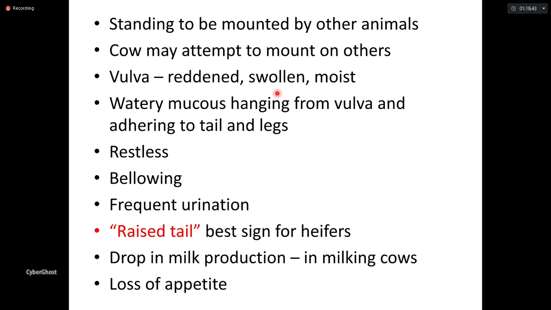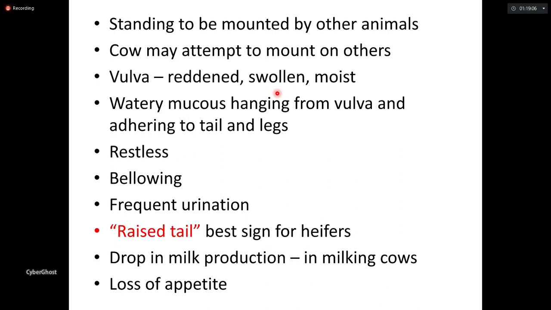So what they usually do is let other animals mount on their bodies, right? They allow other animals to climb onto their bodies from behind. Sometimes the animal is trying to mount other animals. They also let others climb on them, and they try to climb on other animals too, right?